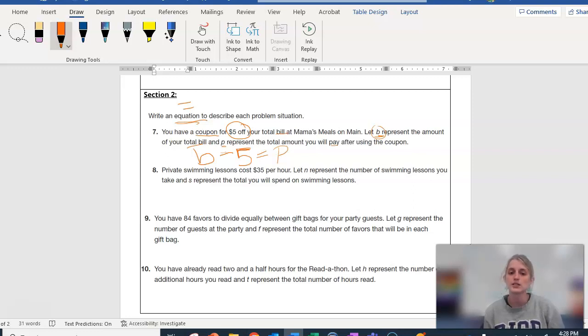So same idea for all of these three. You're going to write a little expression. I'm sorry, not an expression. Expressions don't have equal signs. You're going to write a little equation that should have two variables, one operation, and one number. Sometimes it'll be a constant like minus 5, and sometimes it'll be a coefficient like times a number or divided by a number.